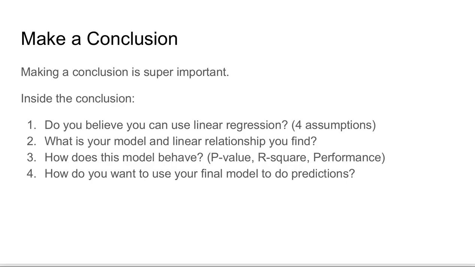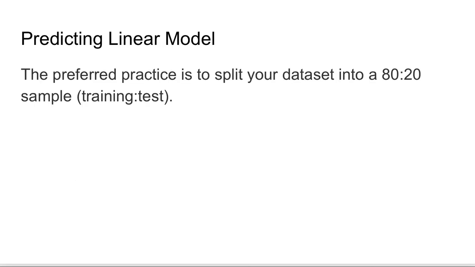Inside of the conclusion, you have to cover, do you believe you can use the linear regression? The 4 assumptions, maybe at the beginning, you just need 3 assumptions. And what is your model and linear relationship you find? How does this model behave, like p-value, R squared, or the performance? If you split your data set into like 80 versus 20, then you can use this 20 to check the performance.